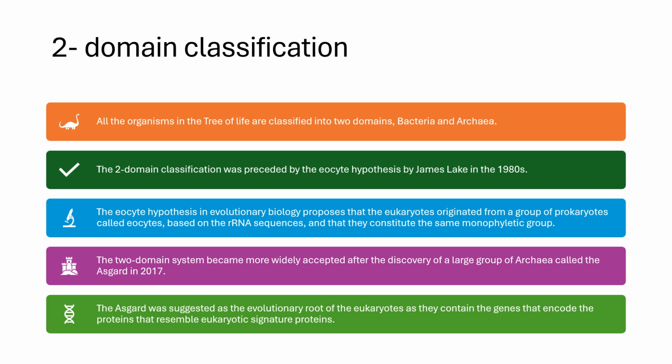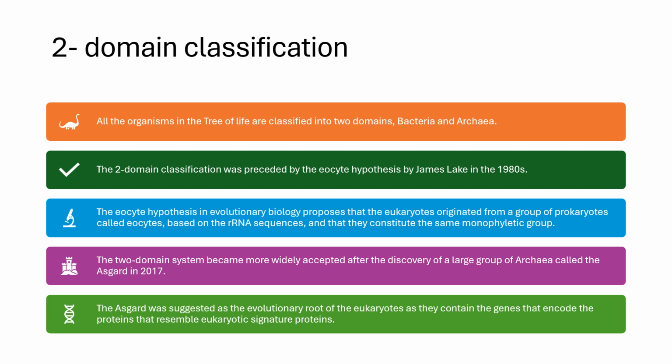The two-domain classification was preceded by the eocyte hypothesis by James Lake in the 1980s. So what was this eocyte hypothesis? The eocyte hypothesis in evolutionary biology proposes that the eukaryotes originated from the group of prokaryotes called eocytes based on the rRNA sequences. These were based on the studies of rRNA sequences, based on which they concluded that the eukaryotes emerged from the prokaryotes, and more specifically, from a group of archaebacteria. So the type of bacteria that gave rise to eukaryotes were the archaebacteria type, and those were initially called the eocytes. Later on, these eocytes were classified into a different group altogether.